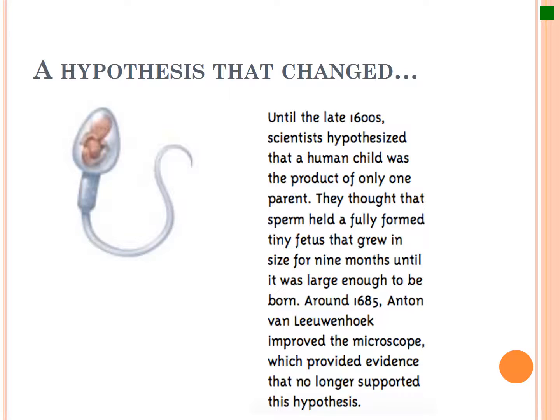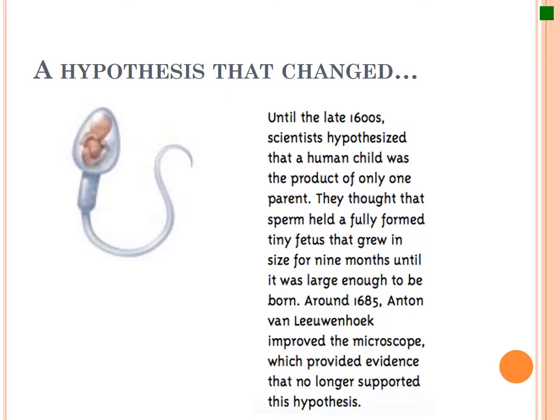So science is something that always changes. A long time ago, in the 1600s, scientists hypothesized that one parent was responsible for the offspring. So they actually thought that sperm held the fetus. And as we learned in the last section, this is not the case.